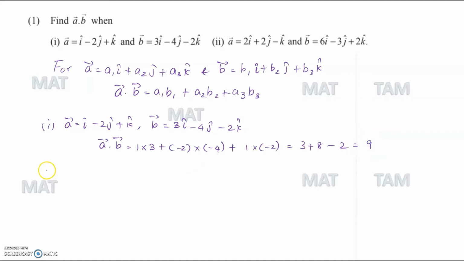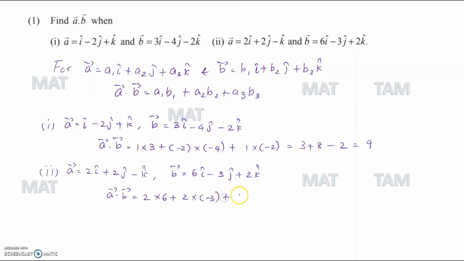Similarly, let's do the second one. So in the second one, vector A is equal to 2 i cap plus 2 j cap minus k cap, and vector B is equal to 6 i cap minus 3 j cap plus 2 k cap. So A dot product with B will be equal to 2 times 6 plus 2 times minus 3 plus minus 1 into 2, which is equal to 12 minus 6 minus 2, which is equal to 4.